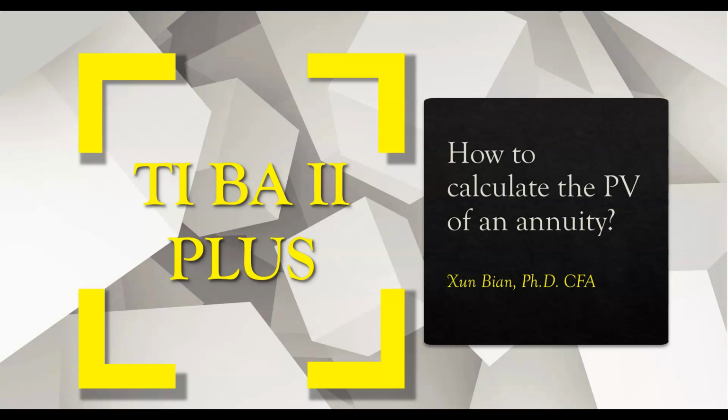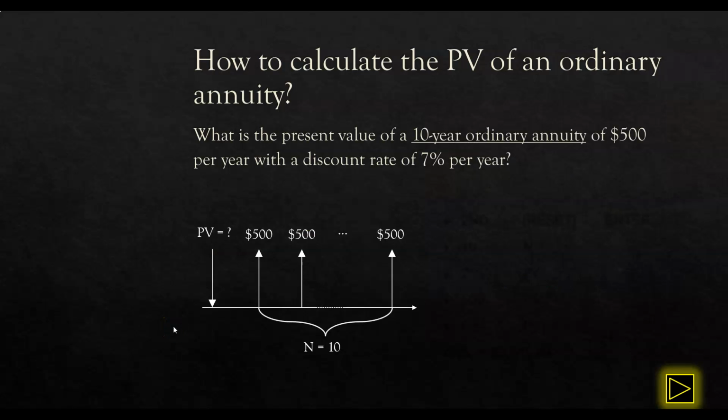In this video tutorial, I want to show you how to calculate the present value of an annuity using the TI BA II Plus financial calculator. So the question we can go over here is, what is the present value of a 10-year ordinary annuity of $500 per year with a discount rate of 7% per year?